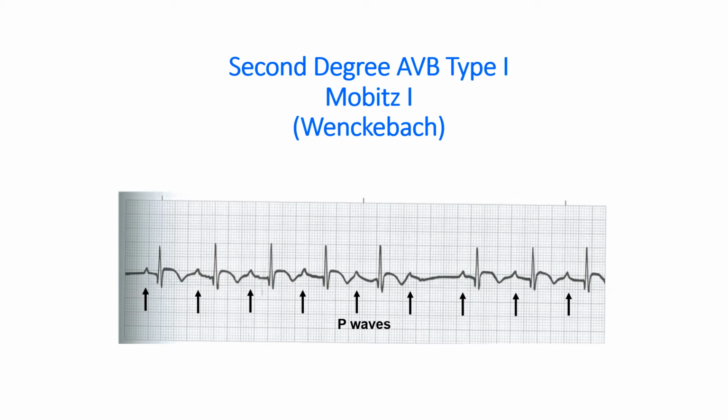Here's another example of second degree type 1. So as you can see, the P waves are marching through. You have arrows that are identifying the P's. If you were to measure your PR intervals, they are getting longer, even if it's by just a couple of boxes, and getting longer and longer until you have a dropped beat. So the key thing to remember with your second degree type 1 is that your PR interval is not constant, and your R to R will be irregular, especially because it has a dropped beat.